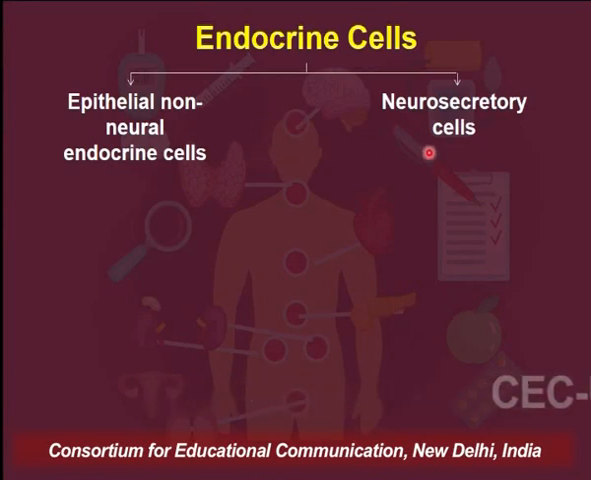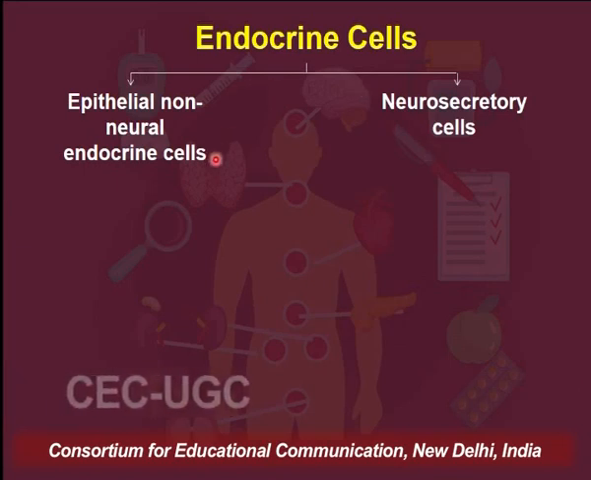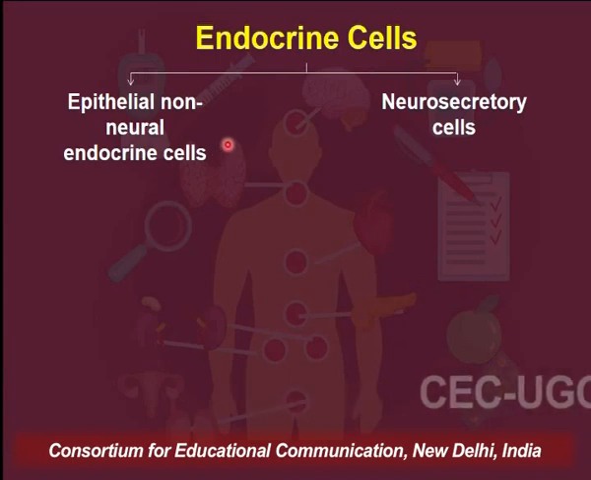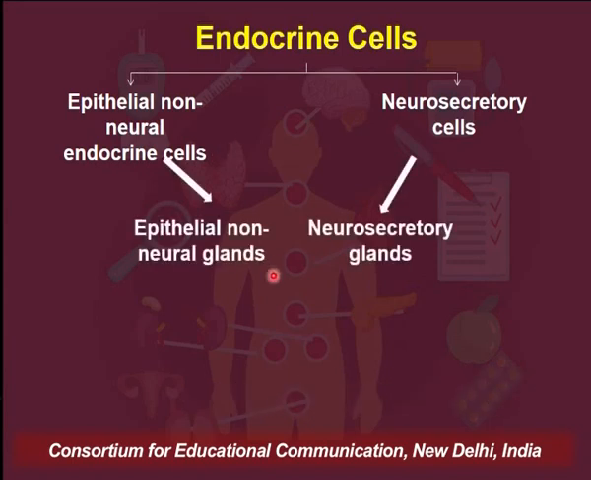We have discussed this in the first and second lectures. And the other type of endocrine cell could be an epithelial non-neural endocrine cell, and these are called epithelial non-neural glands. And if the endocrine gland is made up of neurosecretory cells, it is called a neurosecretory gland.